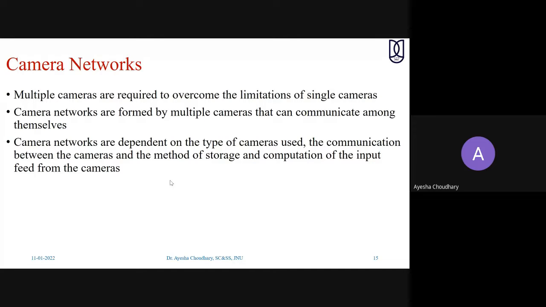Now, what is a camera network? A camera network is a network that is formed by multiple cameras that can communicate among themselves. Right? We can have multiple cameras, but if they don't communicate, they don't really form a network as such. And they are dependent on the types of cameras that are used, the communication methods and storage, and how you do the computation and go about it.